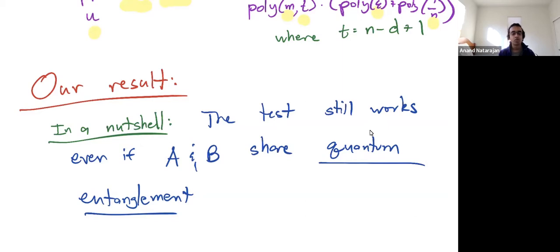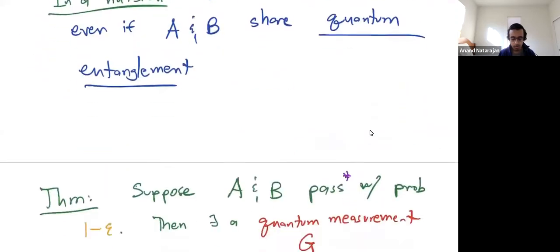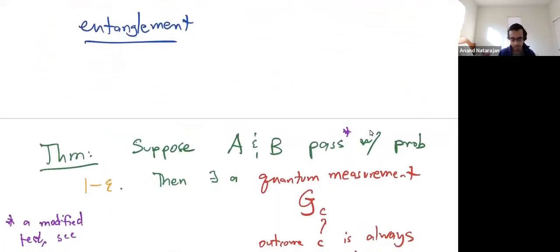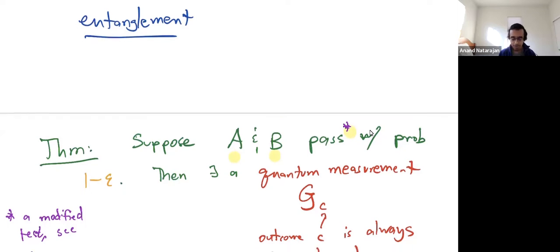There's no restrictions on their computational power. The only restriction is that they can't communicate. And our claim is that this test still works. It's still sound. So more precisely, what does it mean for this test to be sound in the presence of entanglement? Well, the theorem is, suppose Alice and Bob pass the test, actually not quite this test, but a slightly modified one, which we'll see in a second, with probability 1 minus epsilon.